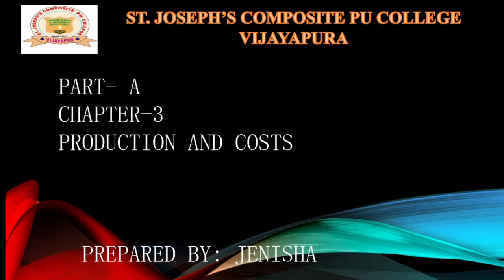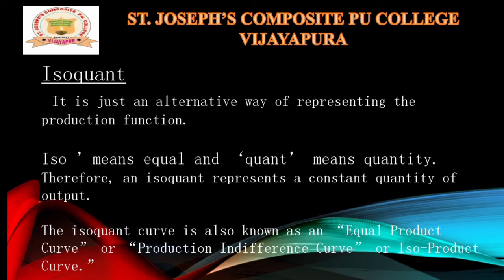So today in this episode I am going to discuss one new concept, that is isoquant. Let me start with that concept. Isoquant is just an alternative way of representing the production function. That means, as you know, the alternative way of expressing the production function is the isoquant. Here iso means equal and quant means quantity.